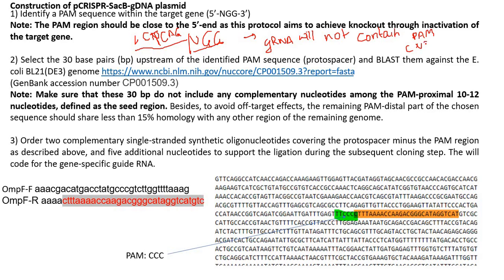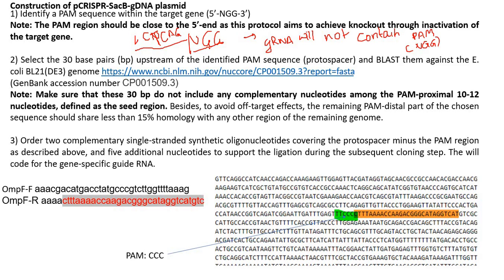It will not contain NGG or any other PAM sequence based on the Cas9 source, the bacterial source from where you are isolating the Cas9. So your guide RNA should never contain the PAM site, but your target gene should be near this NGG sequence.